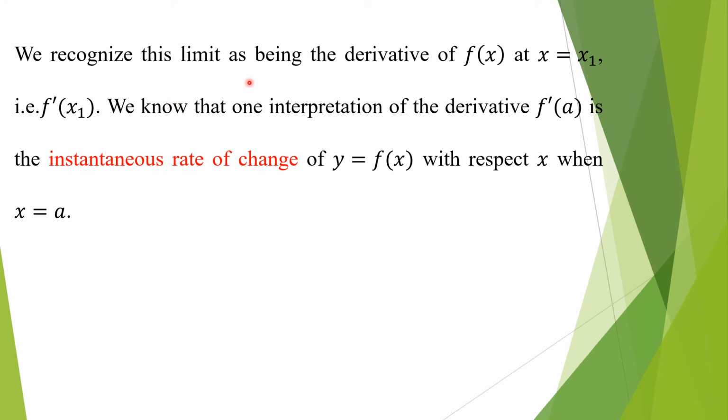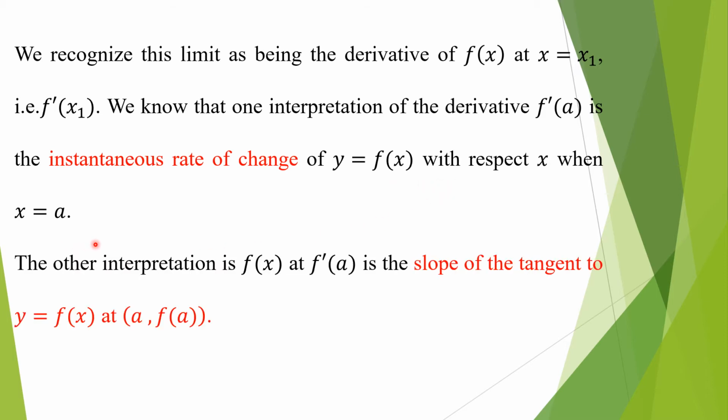We recognize this limit as being the derivative of f of x at x equal to x1, that is f dash of x. We know that one interpretation of the derivative f dash of a is the instantaneous rate of change of y equal to f of x with respect to x when x equal to a. The other interpretation of f dash of a is the slope of the tangent to y equal to f of x at the point (a, f of a).